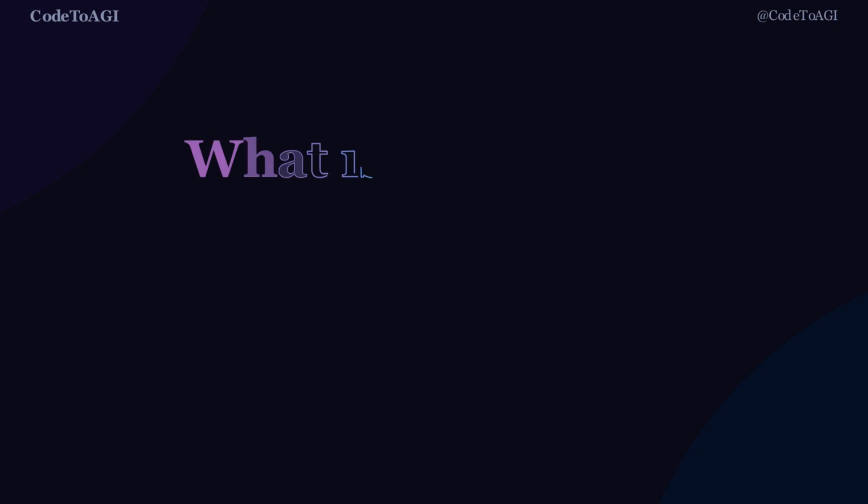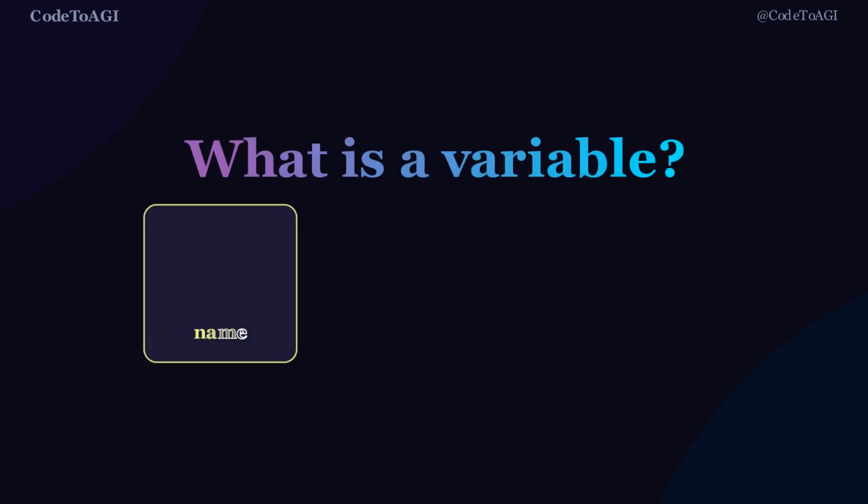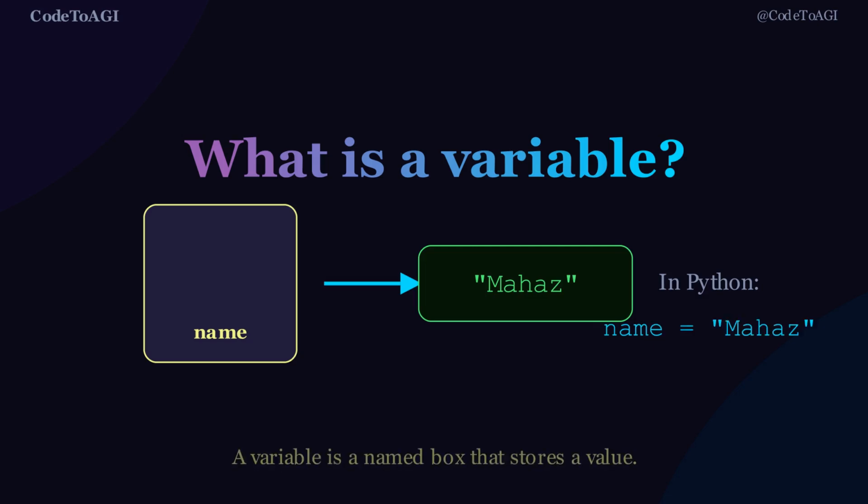Let's go. What is a variable? Think of it like a box. A box that has a label on the outside and something stored inside. The label is the variable name. Whatever is inside the box is the value.